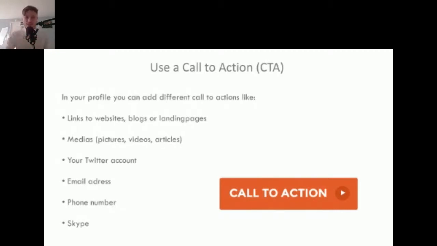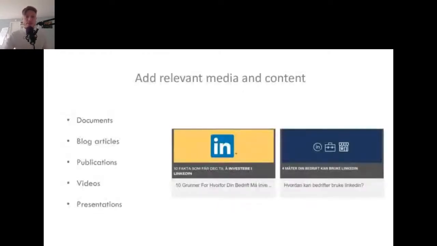Always give them the clear next step. What do you want them to do? Call you, send you an email, go to your landing pages, or download an ebook, for example, a PDF, as the next step in your sales process. Add relevant media and content. Now you have a feed section on your profile, and the thing I recommend is adding customer testimonials that you put out as content there, and articles and different things like that. Publications, for example, videos that explain what you can do, link to your web page or your landing page or your funnel or whatever you want.